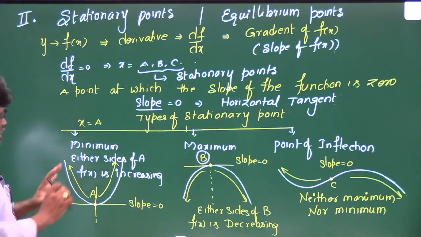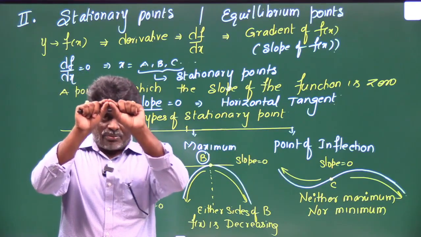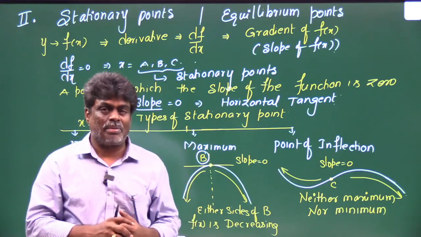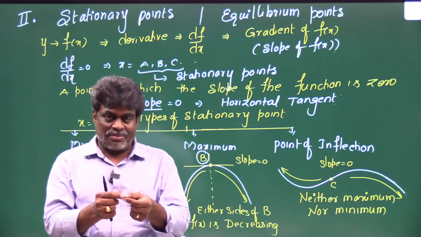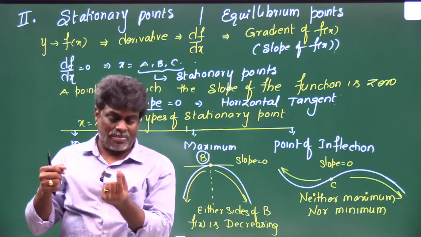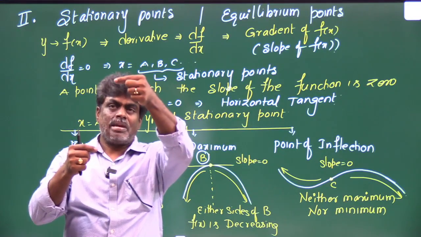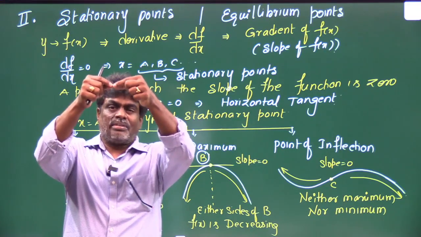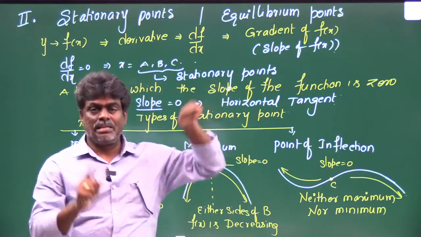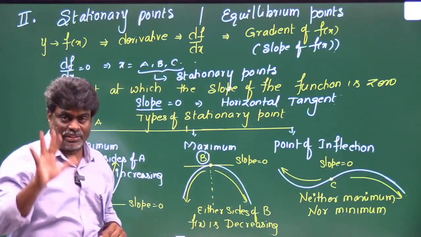So these are the three types of stationary points. One is a minimum: on either side of that point the function value is increasing, so the point is called a minimum. If on either side of some point B the function value is decreasing, we can say that is a maximum. And if one side is increasing and the other side decreasing, we say it is a point of inflection.